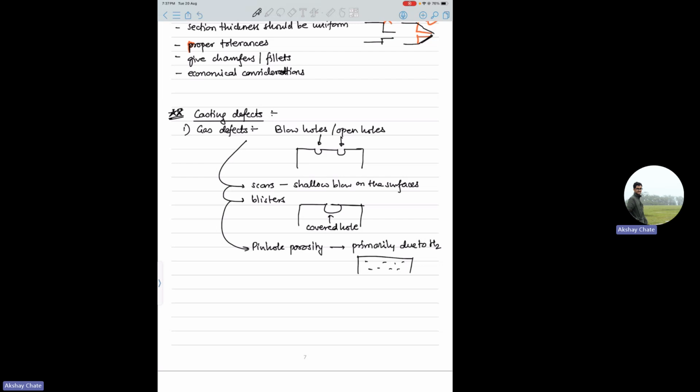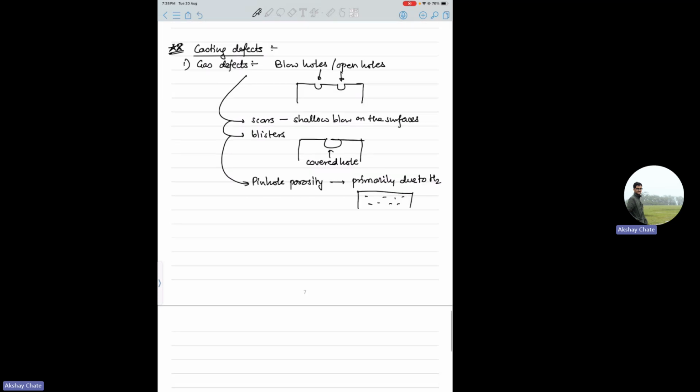Then other than that, you have molding material or method defects. Those include cuts and washes. So cuts and washes. What does it mean?